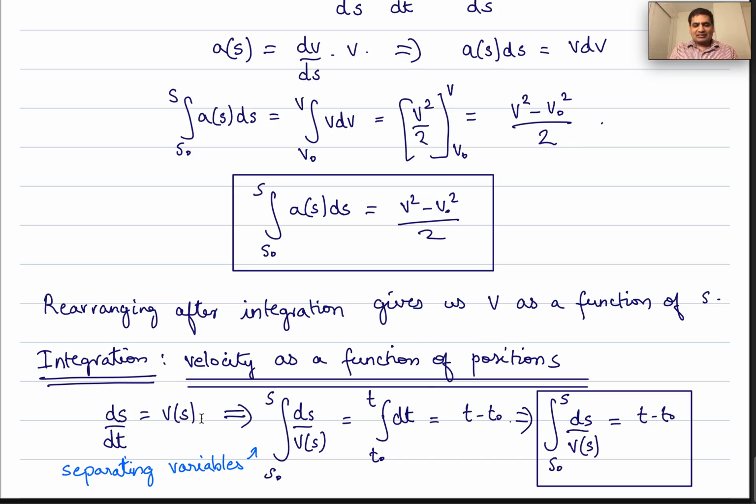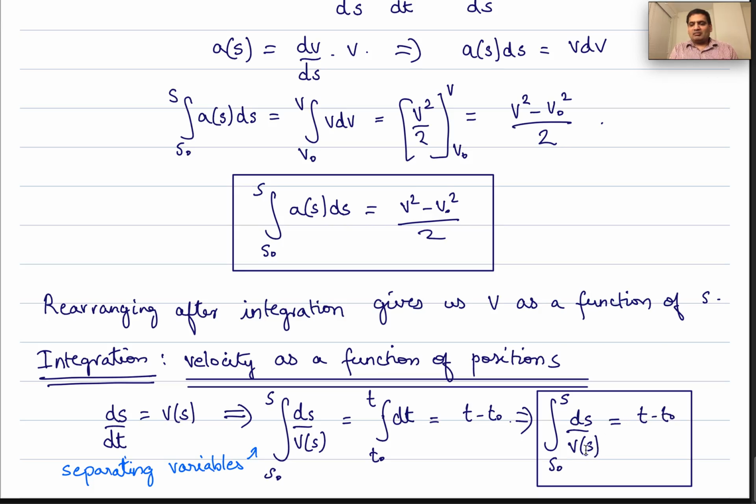So we have v of s, like so, which is ds by dt. Again, we have two variables, s and t. This is just a function of s, so it's just s stuff here. And then we can bring the s terms here, dt up here. So if you have velocity as a function of position, this is the equation that you get. We have ds by v of s equals integral dt, which is t minus t naught. So we have integral s naught to s, ds by v of s equals t minus t naught.